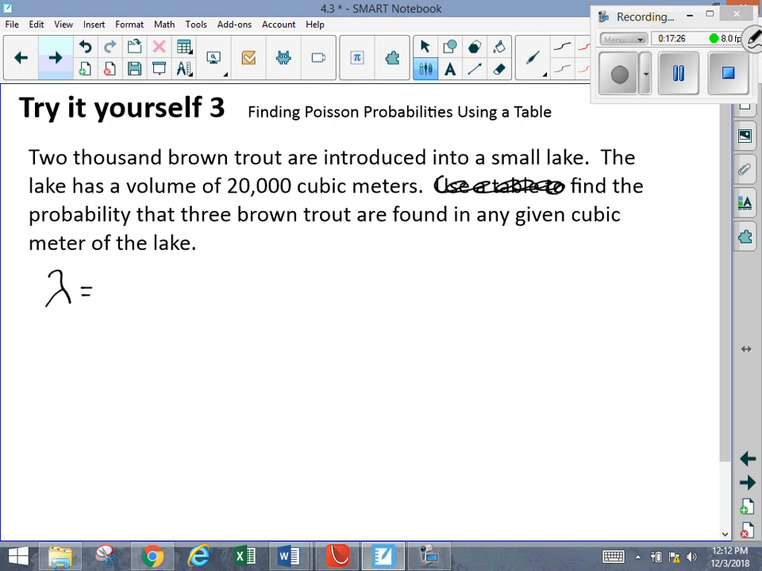What is the mean number of, what's the average number of trout you'll find in 1 cubic meter, right? So in order to figure that out, there are 2,000 brown trout for every 20,000 cubic meters of lake, right? Which means that in 1 cubic meter, there are 0.1 trout. Right, if you divide that. So then what we're looking for is the probability that x is equal to 3.